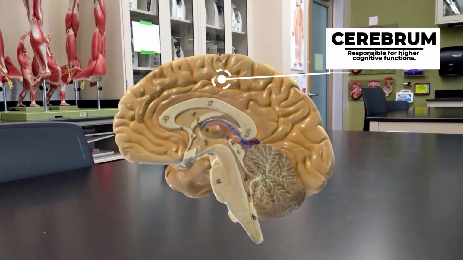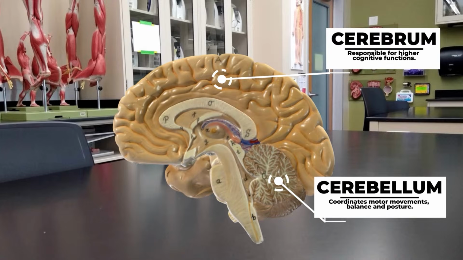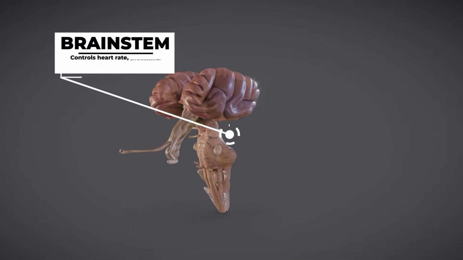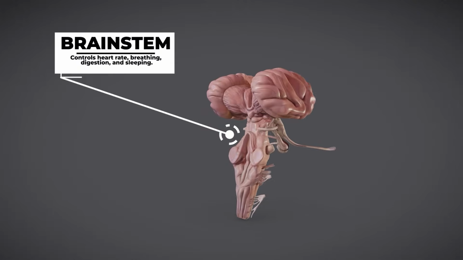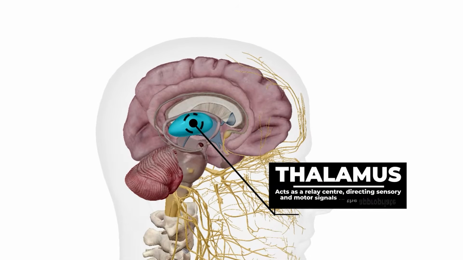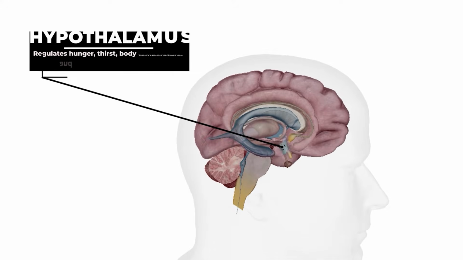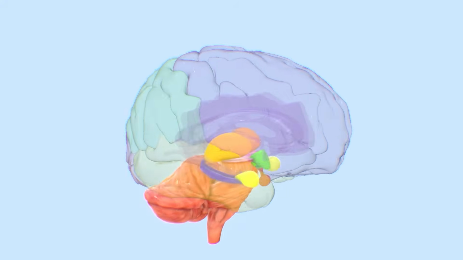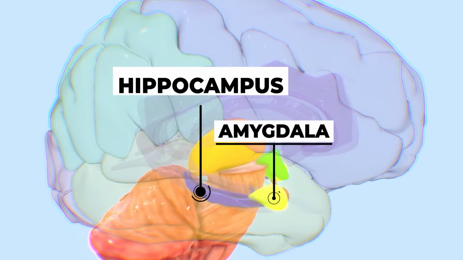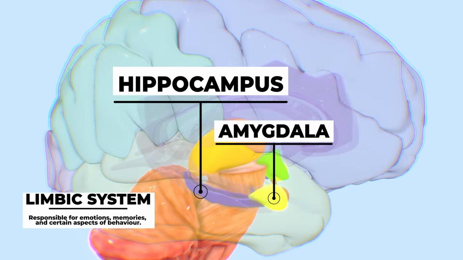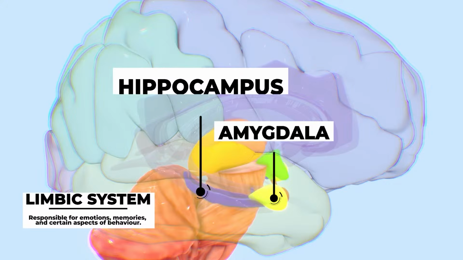Cerebrum. Responsible for higher cognitive functions. Cerebellum. Coordinates motor movements, balance, and posture. Brainstem. Controls heart rate, breathing, digestion, and sleeping. Thalamus. Acts as a relay center, directing sensory and motor signals to the appropriate parts of the cerebral cortex. Hypothalamus. Regulates hunger, thirst, body temperature, and the release of hormones. Limbic system. Contains structures like the amygdala and hippocampus and is responsible for emotions, memories, and certain aspects of behavior.